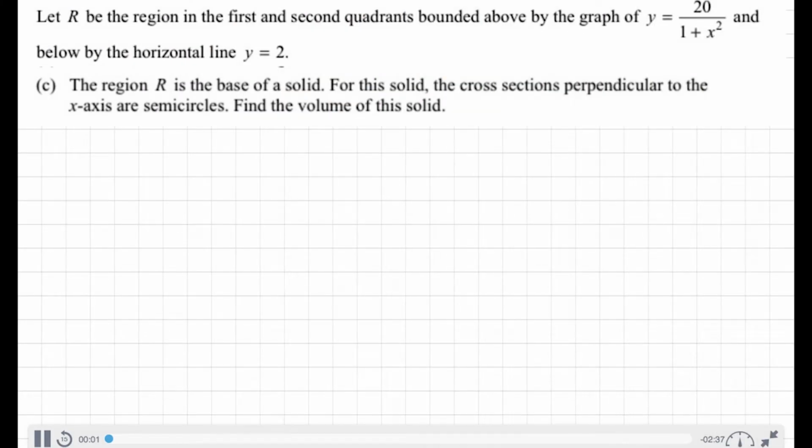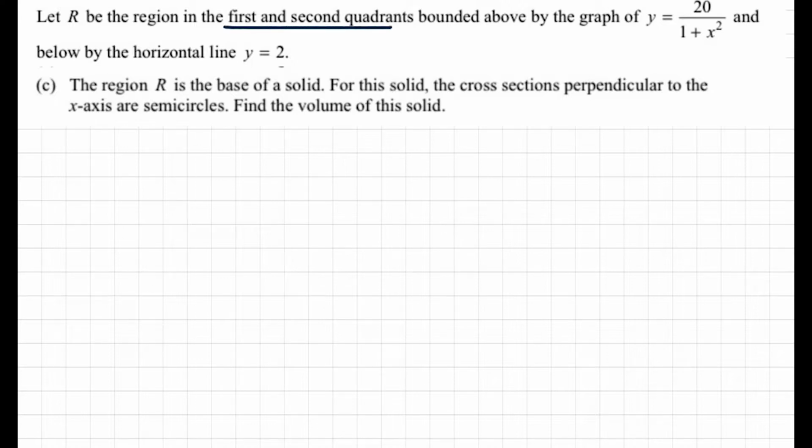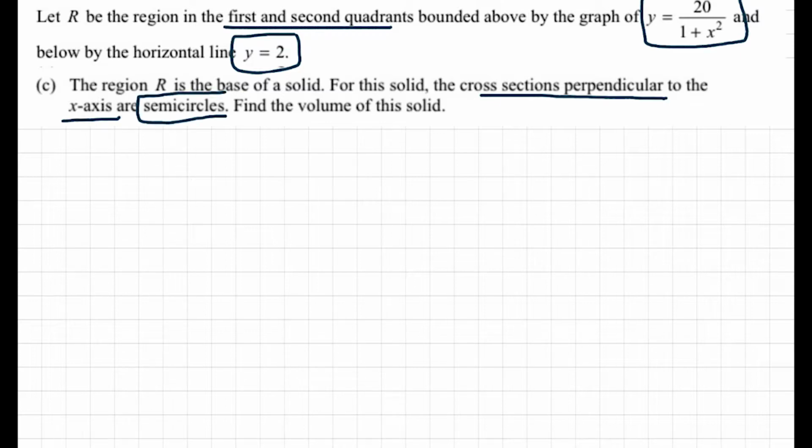Okay, so this is a calculator AP question that uses a volume by cross-section. First, it tells us to only look at the first and second quadrants, and then it gives us the two equations we should use: y equals 20 over 1 plus x squared, and y equals 2. So what it is actually asking us to do is a cross-section perpendicular to the x-axis using semicircles.